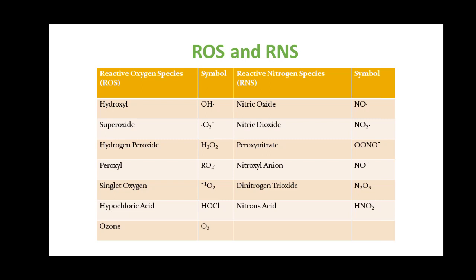Reactive nitrogen species act together with reactive oxygen species to damage cells, causing nitrosative stress, and are also produced in plants as by-products of aerobic metabolism or in response to stress. They are listed as nitric oxide, nitrogen dioxide, peroxynitrate, nitroxyl anion, dinitrogen trioxide and nitrous acid.